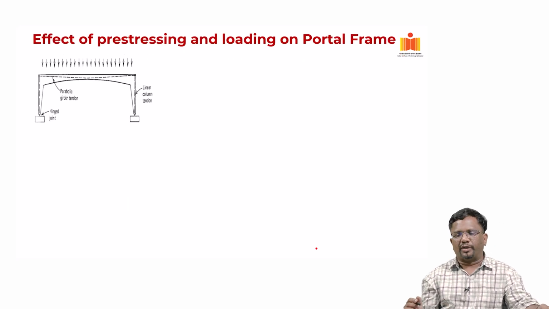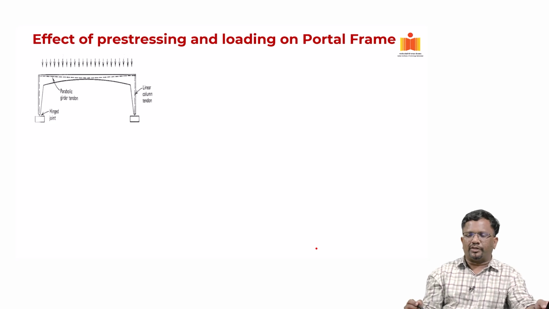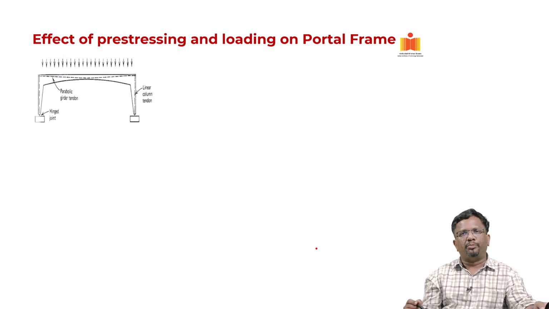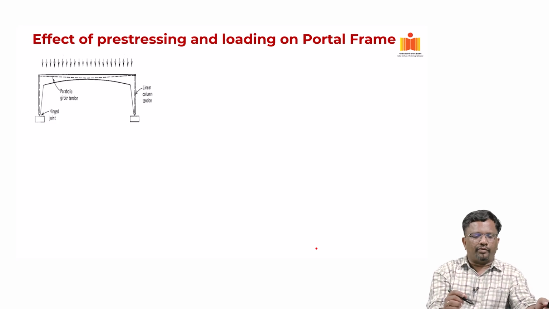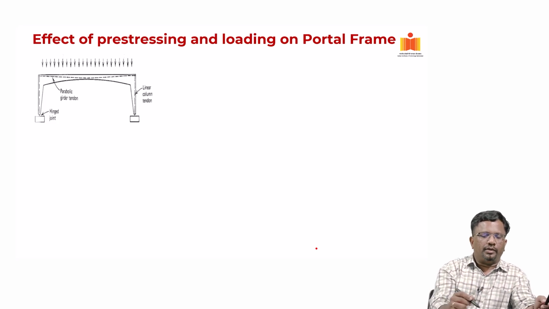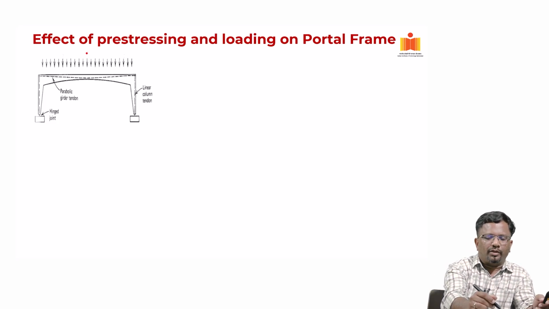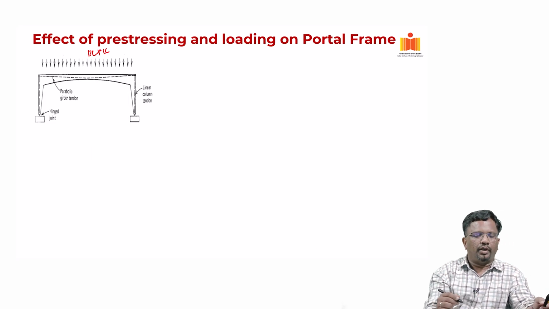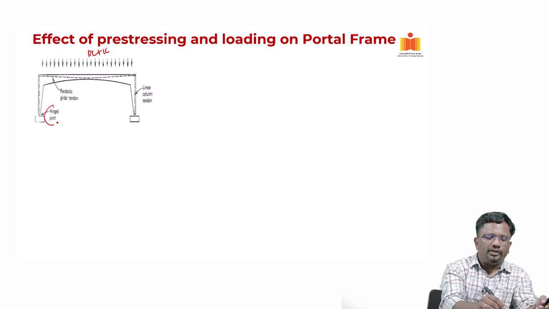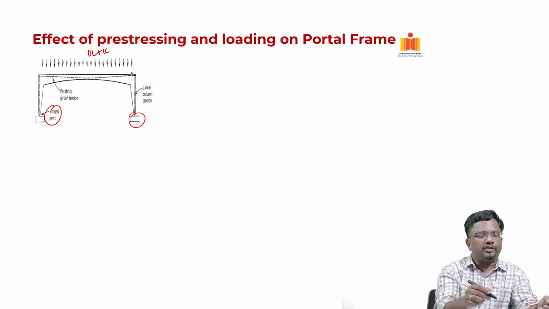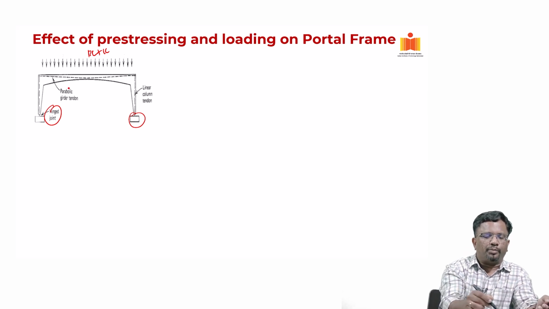Okay, now let us look at the effect of pre-stressing and loading on a simple portal frame. I have taken a simple portal frame subjected to some external load, dead load plus live load, and you see here I have columns with a hinge joint on both sides, and I have a girder with some eccentricity, which is a parabolic girder.